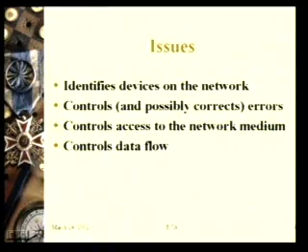What are the key issues related to the data link layer? It identifies devices on the network, the various devices which are available. That means some kind of addressing issues will be involved. Controls and possibly corrects errors. So error correction is built into it. All CRCs are built over here. Control access to the network medium. Who is passing information? It is controlled over here, and it controls data flow. What direction, how it is to be passed, when there is congestion, what actions to be taken. All those issues are dealt with by this particular layer.